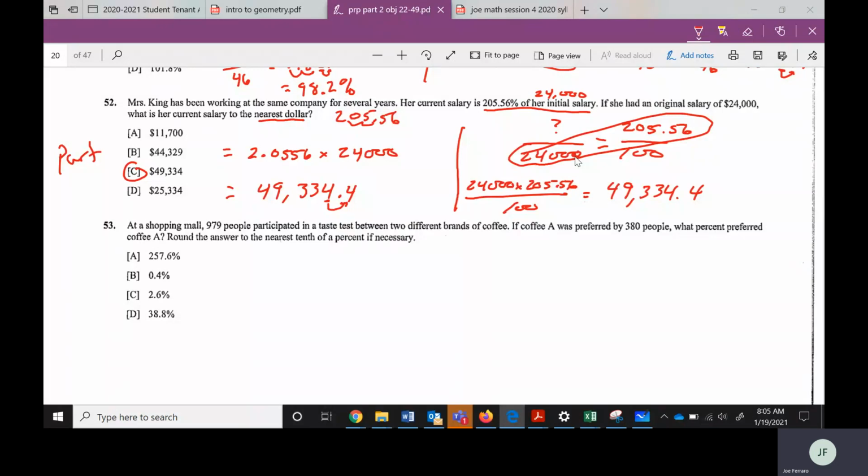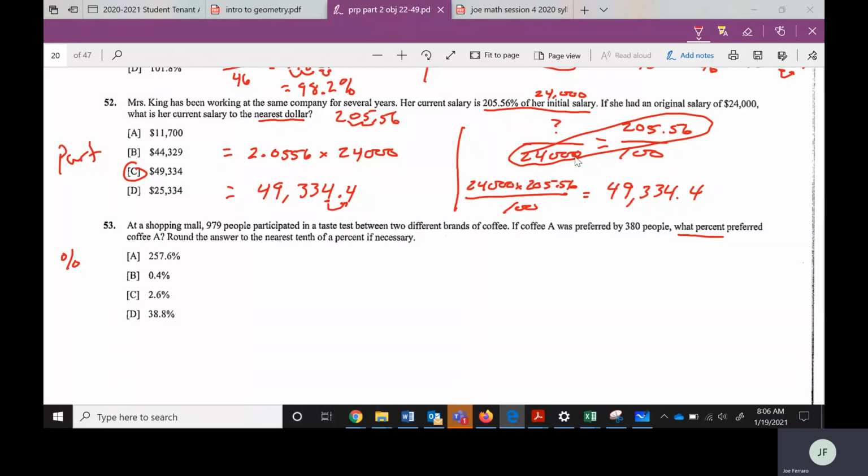All right. So we're going to skip 53, because I might just start it off and give you a hint here on how to read a problem like this. If we look at this one, it says 979 people participated in a taste test between two different brands of coffee. If coffee A was preferred by 380 people, what percent? So right there, we know what we're looking for. We're not going to do this problem, but just to help you get started here: preferred coffee A. Round the answer to the nearest tenth of a percent. So you're looking for the percent that preferred coffee A.